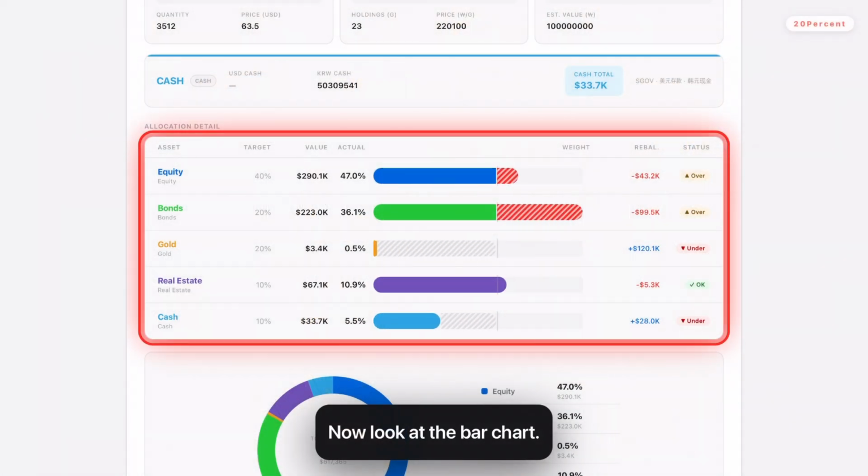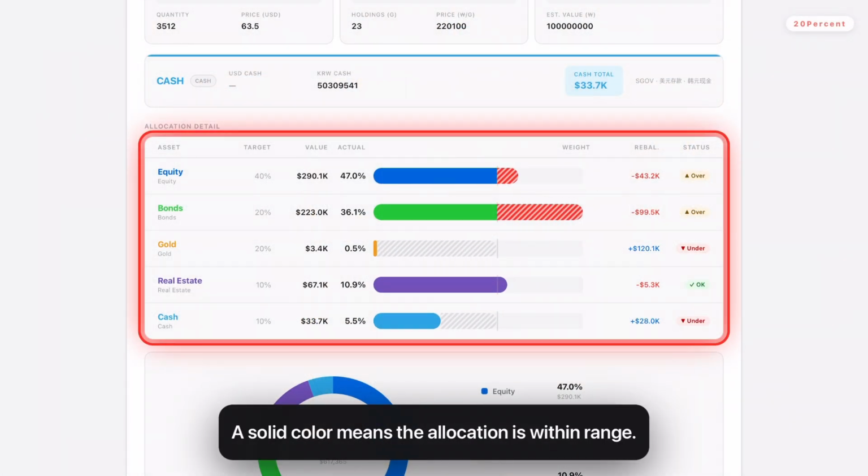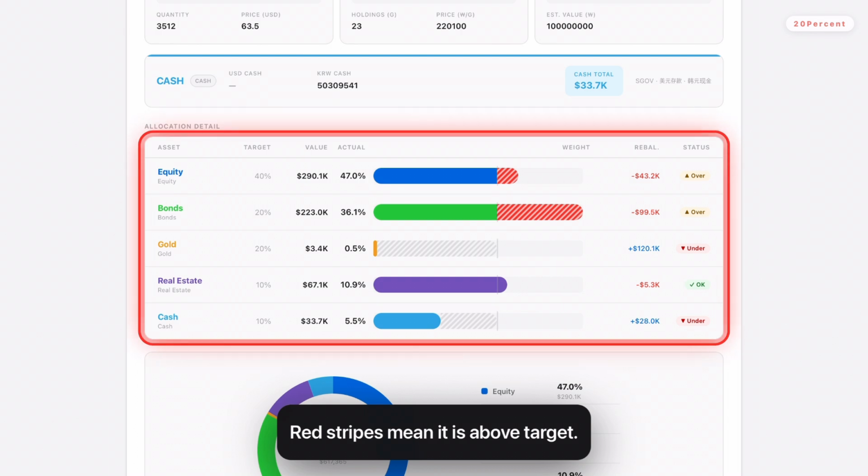Now look at the bar chart. A solid color means the allocation is within range. Red stripes mean it is above target. Gray stripes mean it is below target. A check mark means it is within range. An upward arrow means overweight. A downward arrow means underweight.